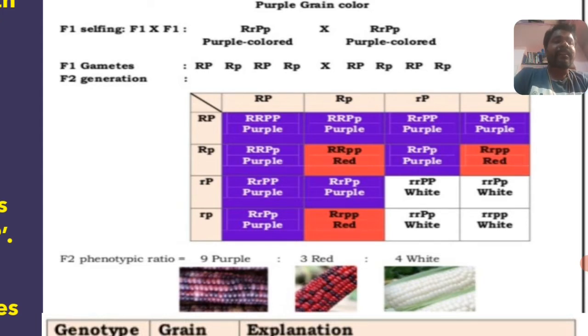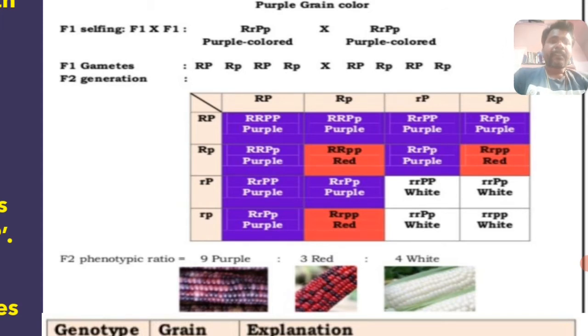What about the white color? Why are these four white? Because whether a capital P or a small p is present, there is no problem. The only thing is that a small r is present, which shows the white color, the white colored grains of the maize. All of them are small r here. So the phenotypic ratio in the F2 generation is 9 purple, 3 red and 4 white.